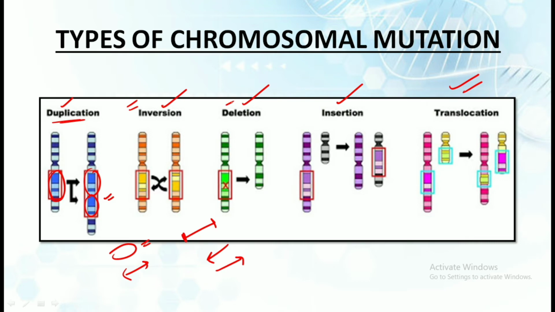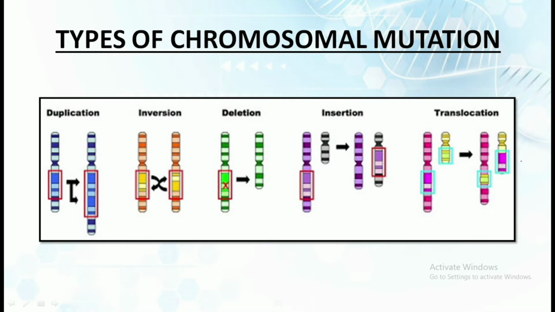The third one is deletion, in which there occurs deletion of a particular segment of the chromosome. Next is insertion, in which a particular segment of the chromosome is inserted into an unknown place. As you can see, this segment is inserted to an unknown location. So this is about insertion. The last one is translocation, in which there occurs a replacement of segments or sequences of the chromosome. As you can see, as a result of translocation, there is a change in the place of the segment of the chromosome. So these are the 5 types of chromosomal mutations.